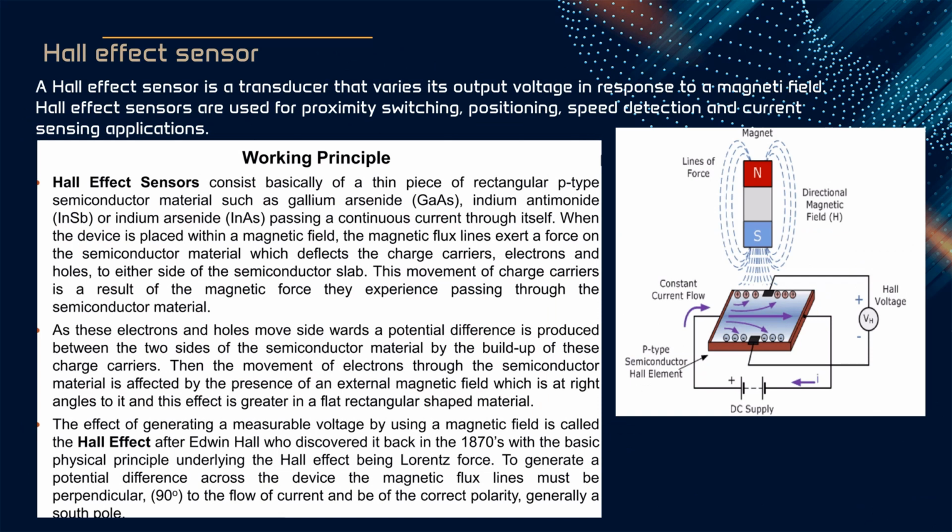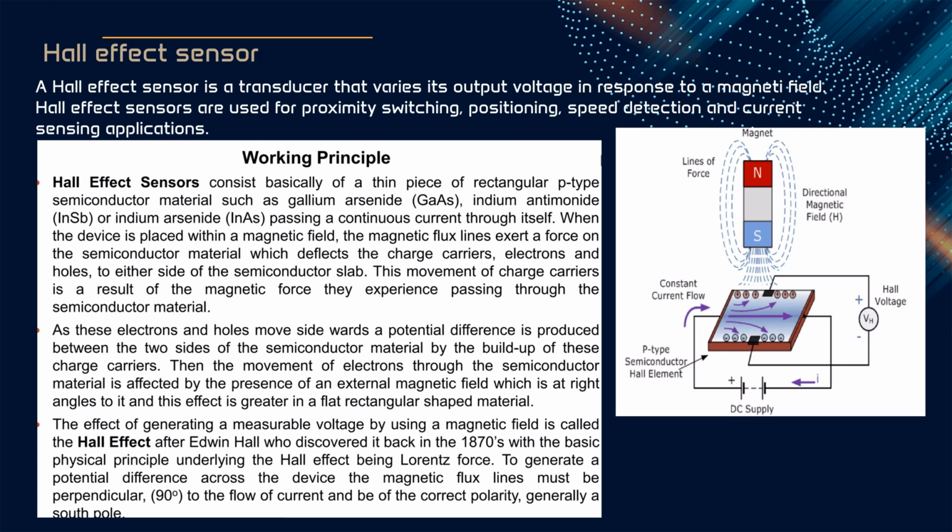So as we studied the Hall effect, now we'll study what a Hall effect sensor is and how it works. Basically, a Hall effect sensor is a transducer that varies its output voltage in response to a magnetic field. They are basically used for proximity switching, positioning, and current sensing applications. And what is the working principle of Hall effect sensors?